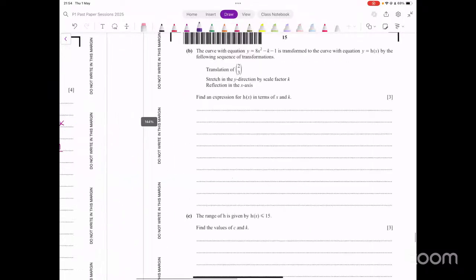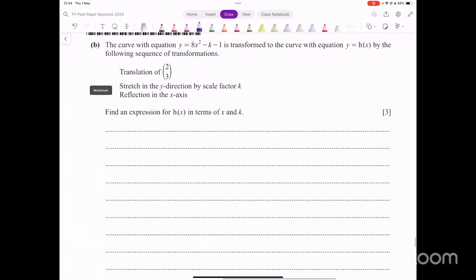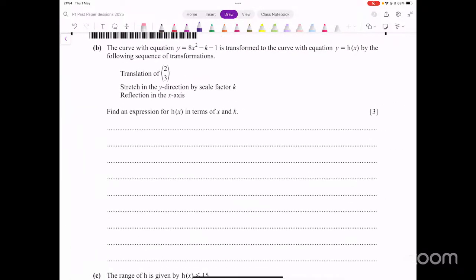Now, the second part says, the curve with this equation is transformed to the curve with the equation y equals h of x by the following sequence of transformations. Now, what is the sequence? Translation of (2, 3), and stretch in the y direction. That means it's a vertical stretch, scale factor k, and reflection in the x-axis. So there are three things that are happening to get to that final function, which is h of x. Find an expression for h of x in terms of x and k. How do we do this?